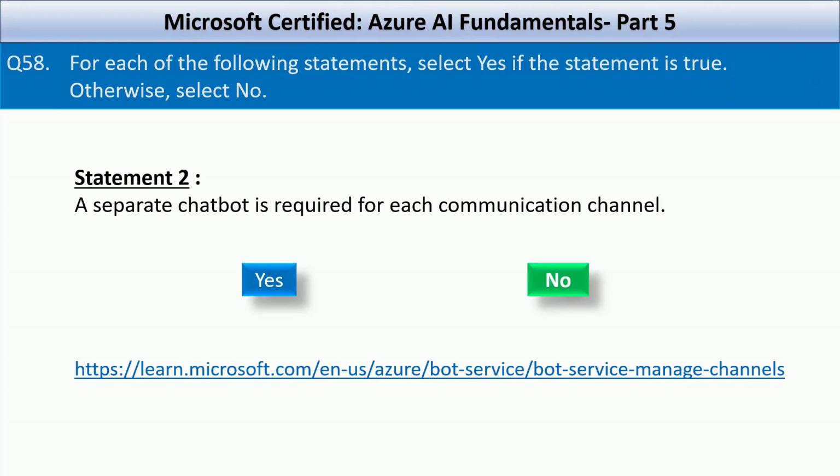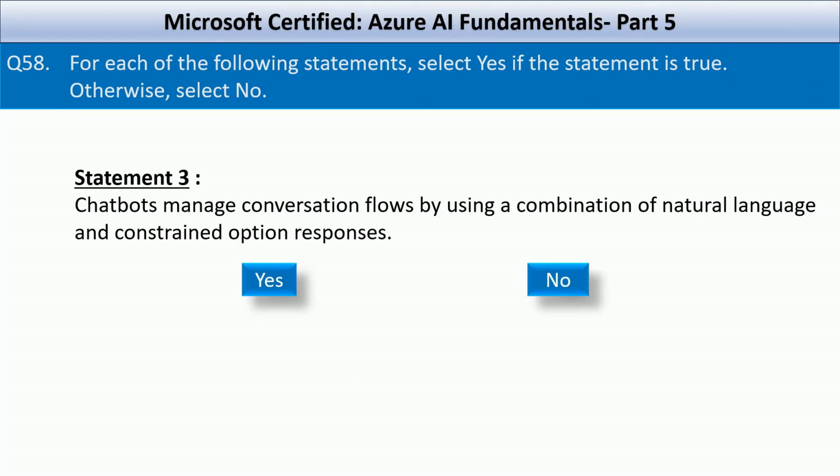Now, friends, the third statement is: chatbots manage conversation flows by using a combination of natural language and constrained option responses. This hybrid approach improves user experience, maintains control over the flow, and ensures more accurate responses. Natural language is handled through Azure language services like Conversational Language Understanding to understand user intent from free-form text. Constrained options like buttons, menus, or predefined choices help guide the user and reduce misunderstandings.